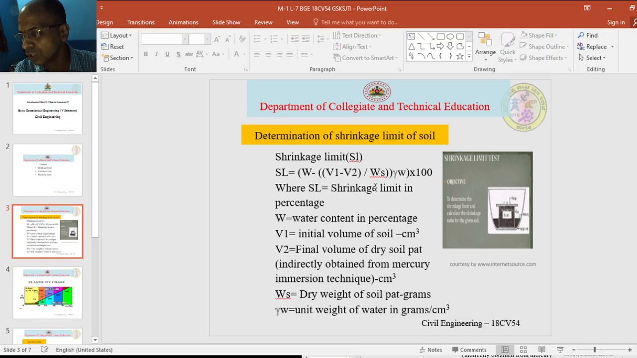Next, you have to calculate WS. WS stands for the dry weight of the soil pat. The dry weight of the soil pat is W3 minus W1. If you do it, you will get WS. And gamma W is the density of water, that is 1 gram per cc. So you have to take that, and if you multiply it, you will get the shrinkage limit.